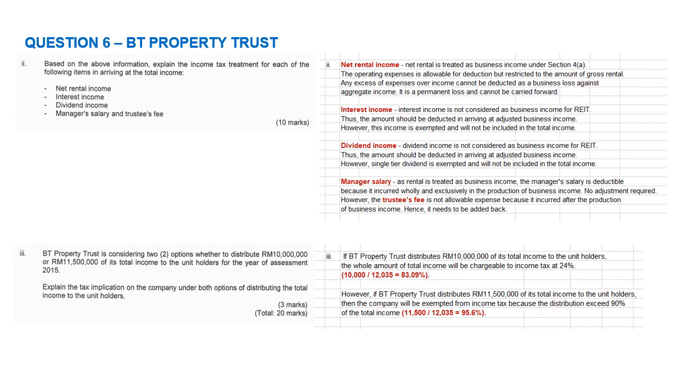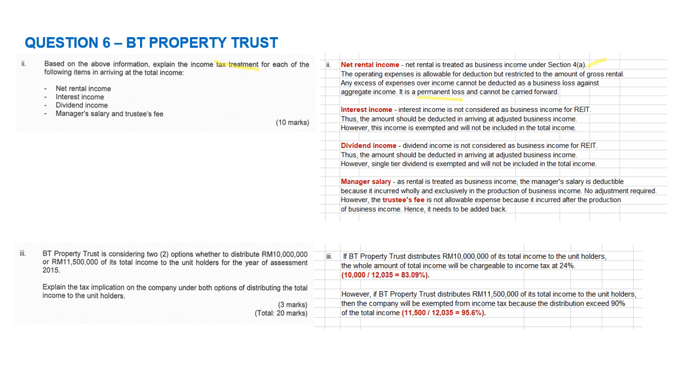Okay, the second part of the question, dia suruh you explain income tax treatment for each of the following item. So dia nak tax treatment untuk net rental income. Okay, so what you need to explain is you should say that net rental income is treated as business income untuk REITs. The operating expenses is allowable for deduction, but it will be restricted to the amount of gross rental income. If there are excess of expenses over income, dia takkan jadi current year business loss, dia akan jadi sebagai permanent loss and cannot be carried forward.